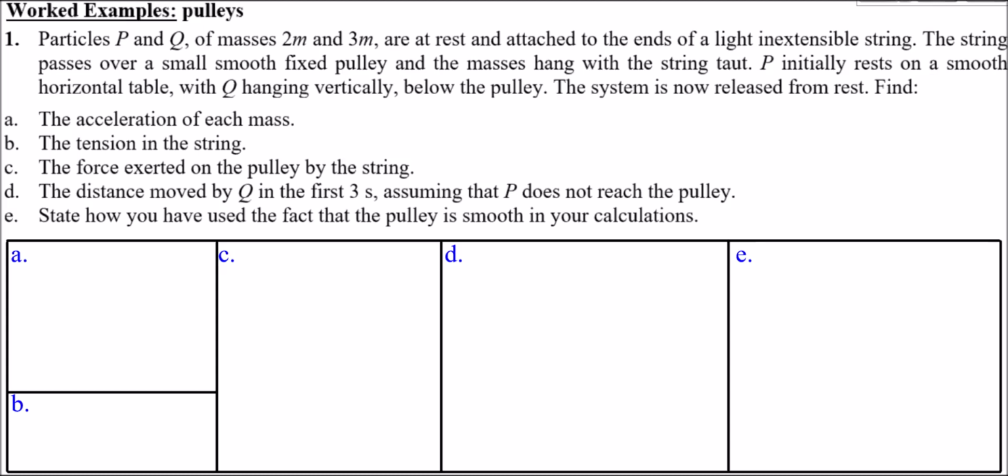So typically, but not always, there'll be two different masses when a question's about pulleys. So here we've got masses P and Q. They've got masses of 2m and 3m respectively. They are at rest and they're attached to the ends of a light inextensible string. The string passes over a smooth fixed pulley. So I'll draw this on in a moment. So a smooth fixed pulley. What on earth is that? You'll see.